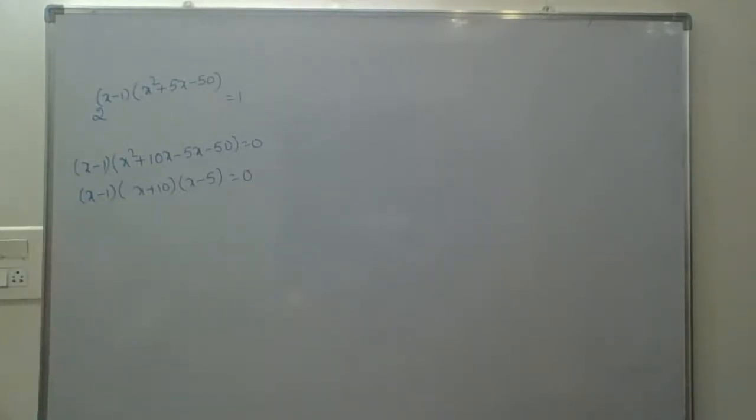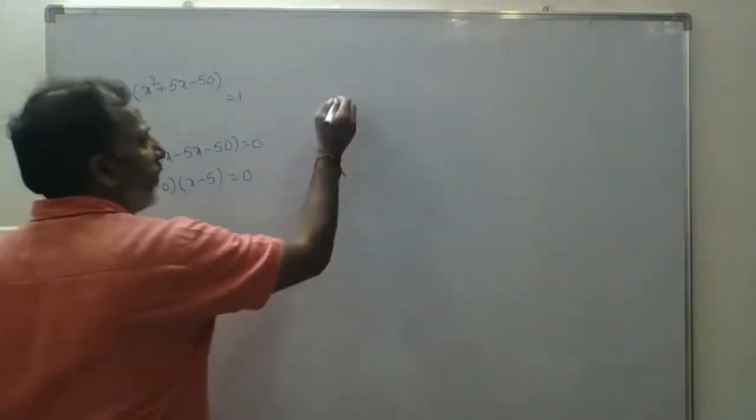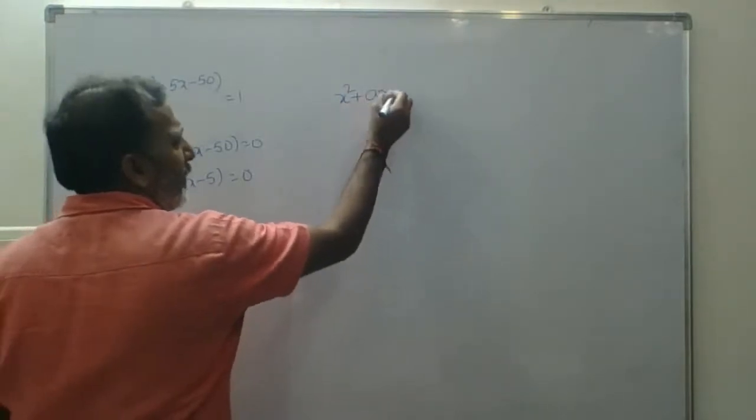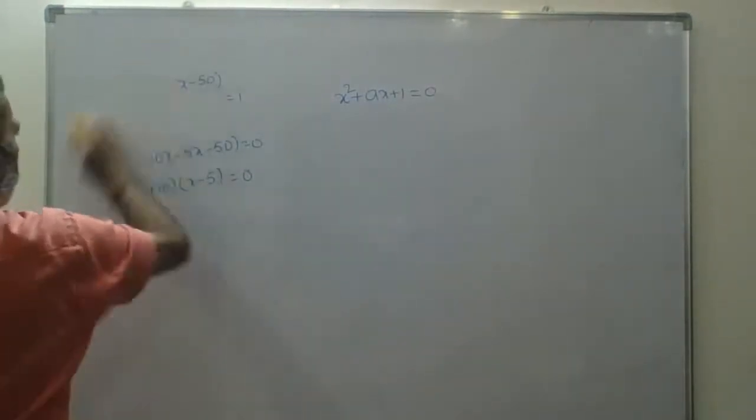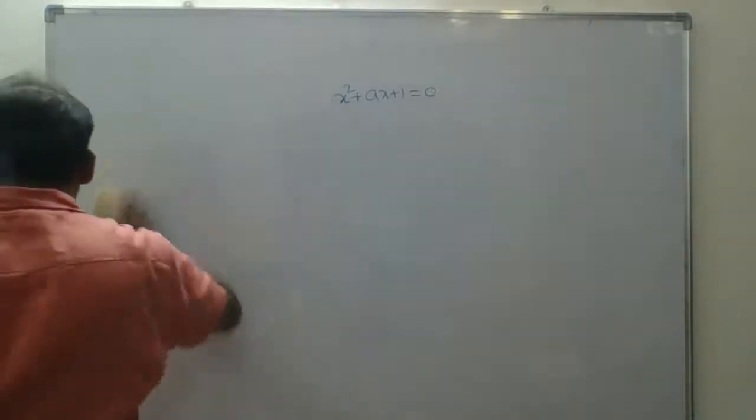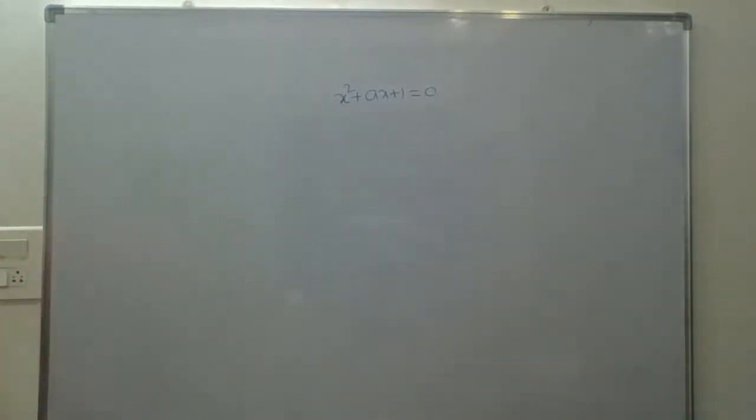Next. If the difference of the roots of the equation x square plus ax plus 1 is equal to 0 is less than root 5, then the range of a is ___.